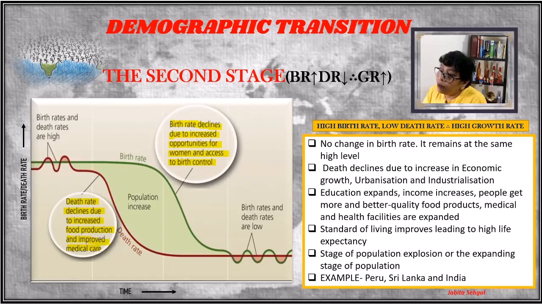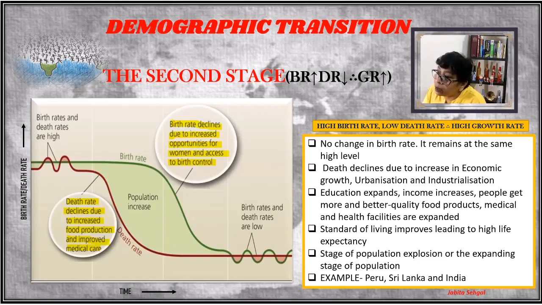Now next we have the second stage. This stage indicates high birth rate, low death rate, therefore the growth rate is high. In the second stage, the country enters the phase of economic growth, urbanization and industrialization. The agricultural and industrial productivity increases and the means of transport develop.